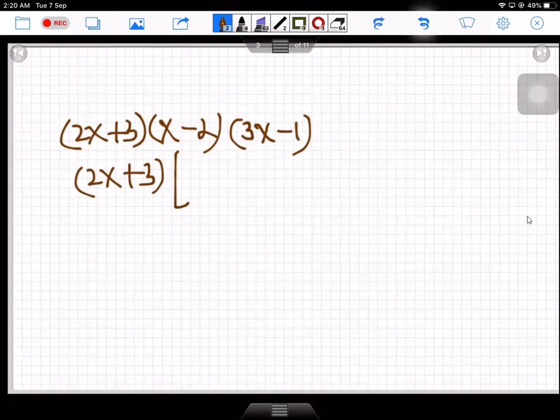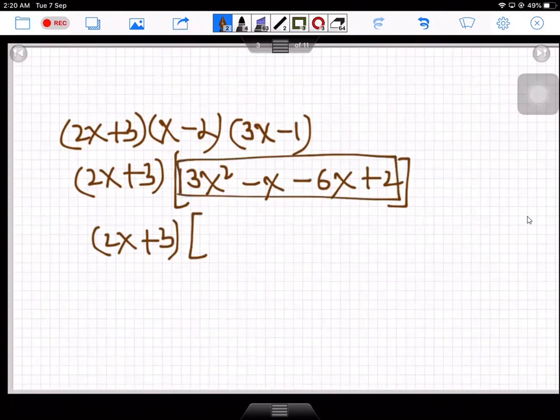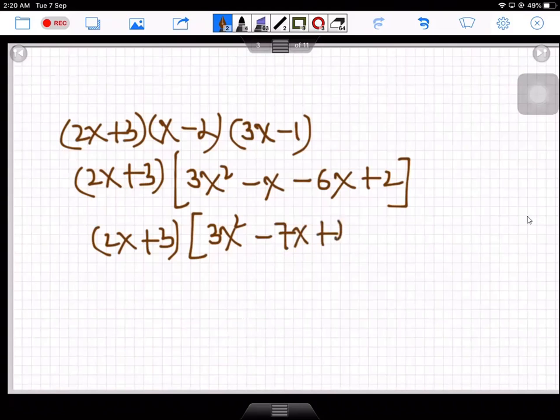So x times 3x is 3x square, and then x times minus 1 is minus x, then minus 2 times 3x is minus 6x, and minus 2 times minus 1 is positive 2. Now 2x plus 3 will be multiplied with the expression, but this whole expression needs to be simplified first. As you can see that there are two terms which are related to x. So 3x square minus x minus 6x. This is called the addition of the negative terms. So 3x square minus 7x plus 2.